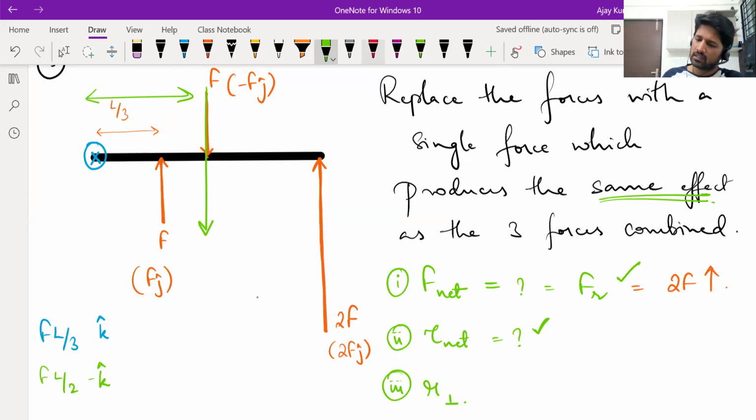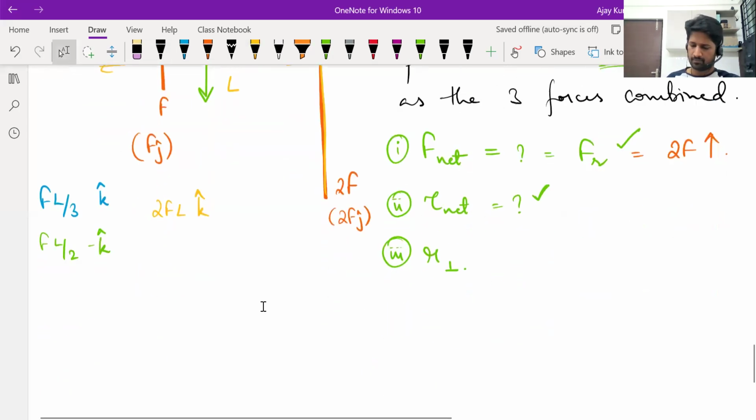Okay. And then the last force, its line of action is this way. Perpendicular distance is L. And the way it is going to rotate the rod is anti-clockwise, so K cap. 2FL, K cap. These are the three torques. Then the net torque will be 2 plus 1 by 3 minus 1 by 2.